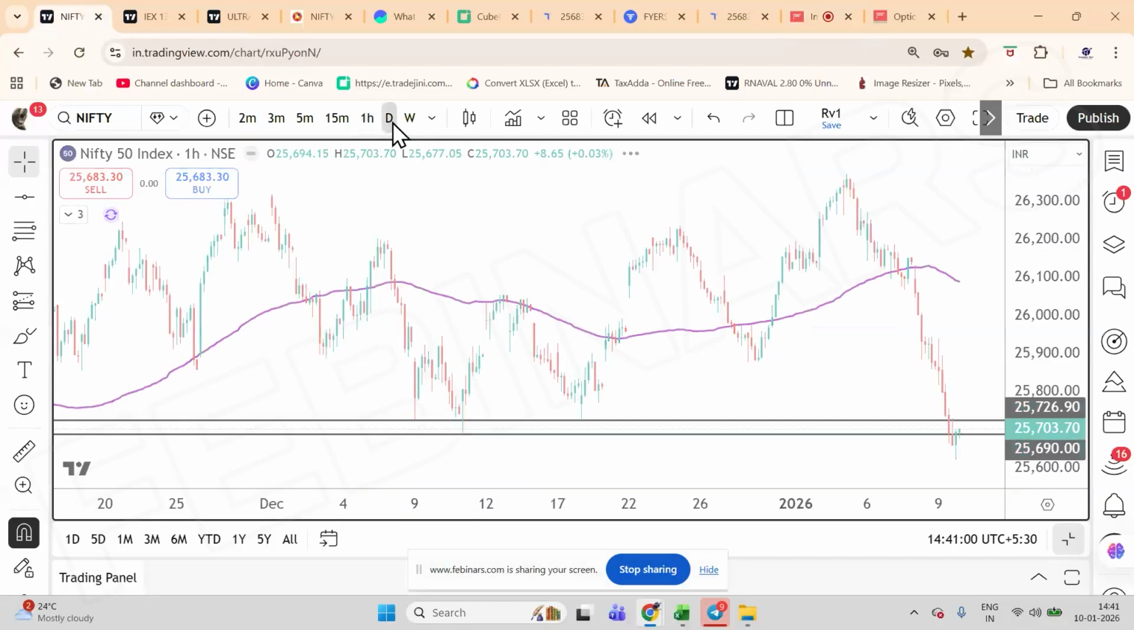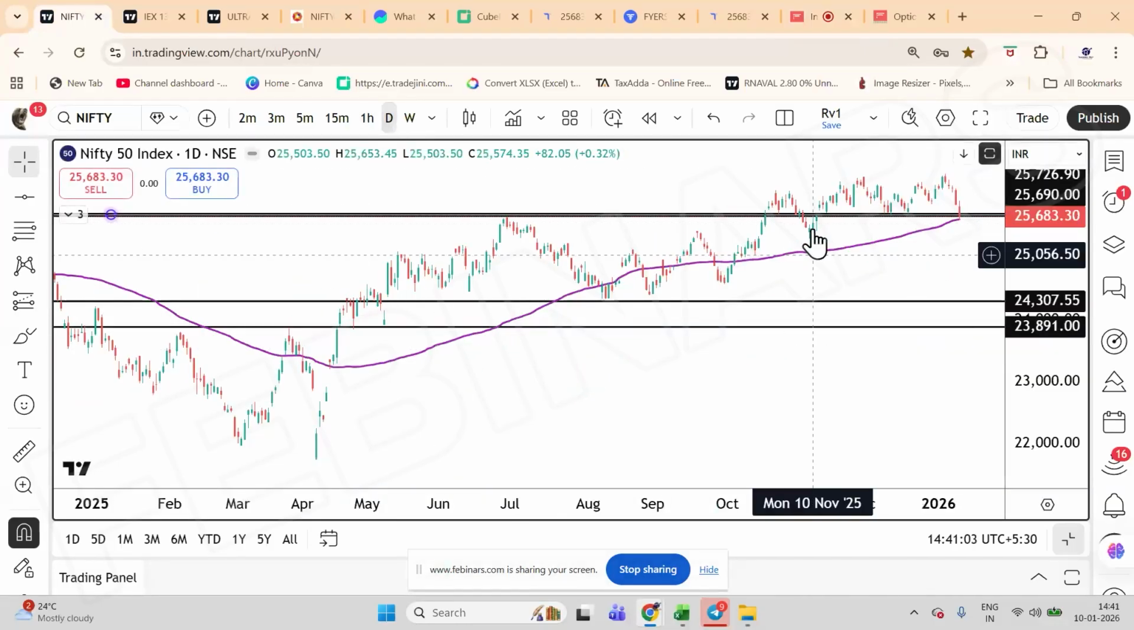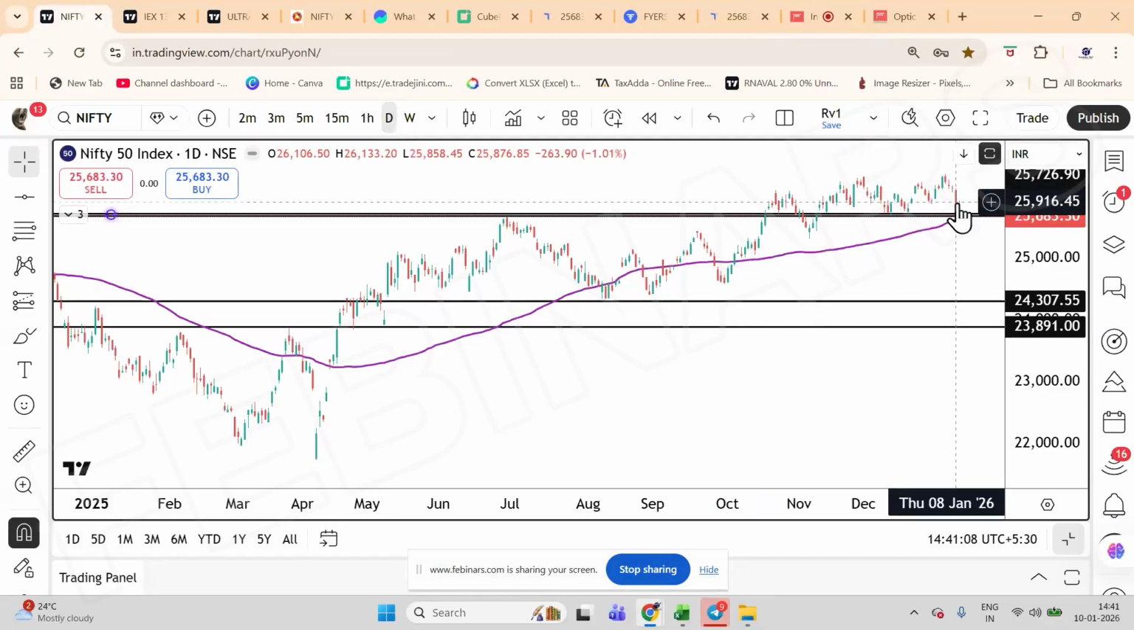I am going to start with the broader structure, larger degree structure. First of all, basically Nifty has started falling, tariff issue or whatever it is. This is the structure. The lows of 25,700 and 690 have been broken. It has closed below that. The market structure looks to be weak.